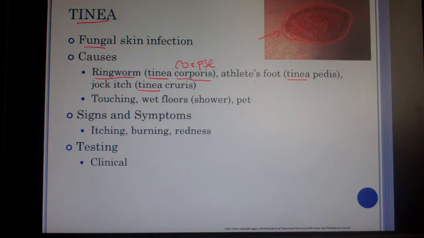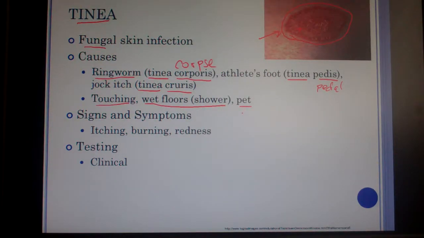Okay, athlete's foot, everybody's seen some of that, right? Athlete's foot, tinea pedis, as in pedal, as in the foot. Yes. Okay, and jock itch, which is tinea cruris, or in the crural region, or crotch. Okay, now obviously, or not obviously I guess, but the ways that you can get this fungal skin infection is it's a fungus, so you can touch it, transfer it from one person to the other. Probably most common are wet floors.